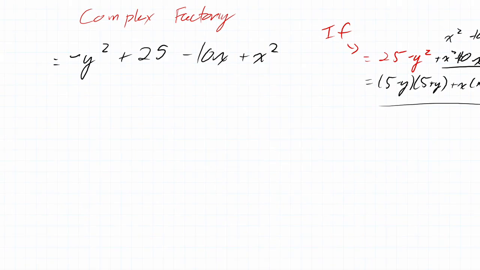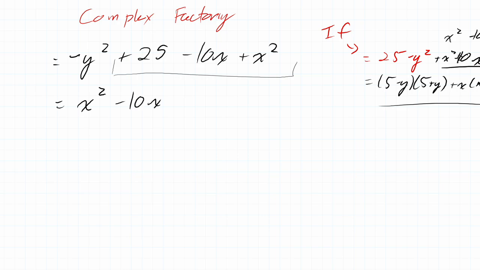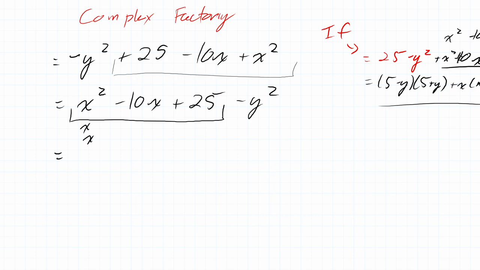But if I spend a little more time at this, I can actually get a trinomial here. I'm going to do a little rearranging. We'll put it in alphabetical order: x squared minus 10x, and I'm going to put the constant term here and then just have the negative y squared at the end. I'm going to look at this as a trinomial in itself. Can I factor this piece? I'll do a little fearless factoring here.